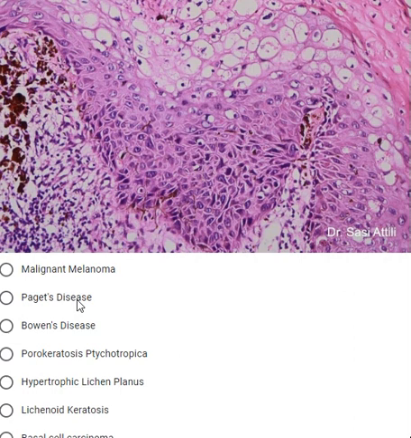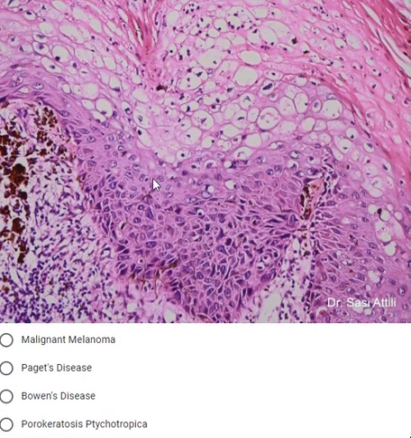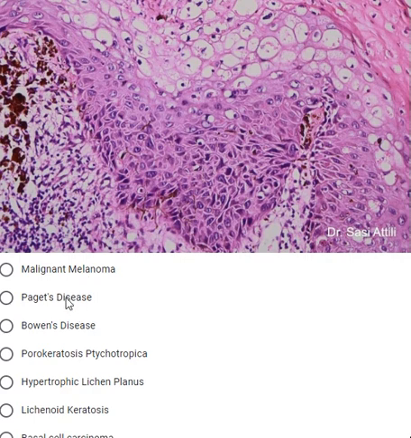I will show you a case and discuss it maybe in the next few weeks, so that you can understand how Paget's looks. Without showing it, it's difficult to explain exactly what it looks like, but often you see ductal differentiation within it. These are not ducts. This is just clear cell change. In porokeratosis, you should see a porokeratotic lamella, and there is no dysplasia within porokeratosis.